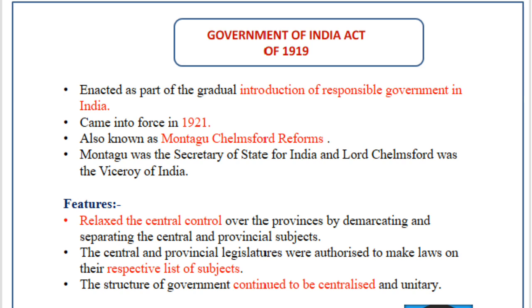The major features of this act are: it relaxed the central control over the provinces by demarcating and separating the central and provincial subjects. It marked for the first time the distinction between central and provincial subjects. The central and provincial legislatures were authorized to make laws on their respective lists of subjects. However, despite this demarcation, the structure of the government continued to be centralized and unitary.